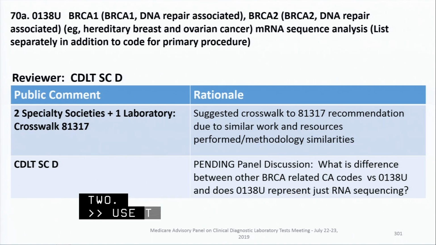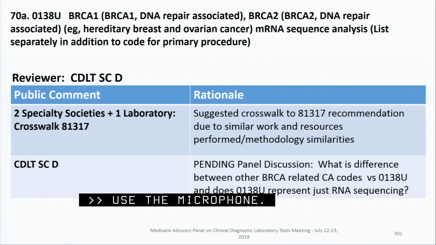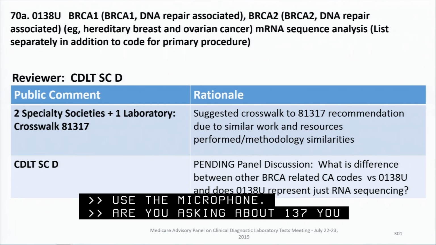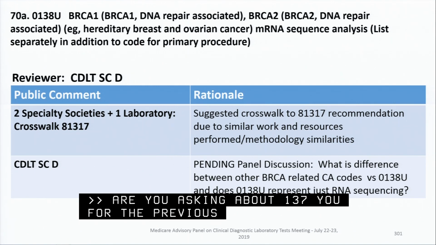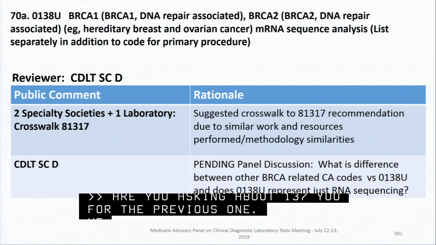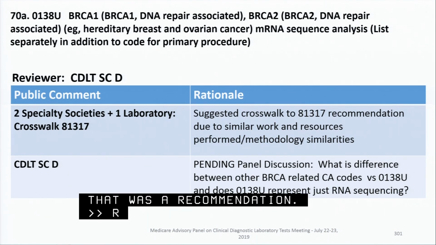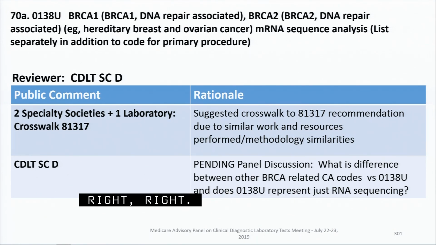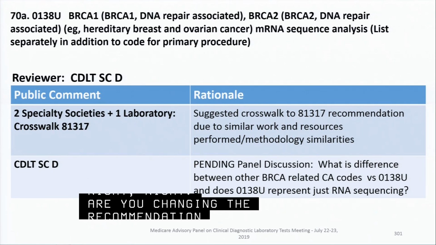So are you asking about 0137U for PALB2? 81165, sorry, I'm a little slow. For the previous one? Yeah. So PALB2 was the one that we looked at earlier in this session, which also had to be crosswalked to another gene. Right. In that instance, we used 81317. Or at least that was our recommendation. Okay. So are you changing the recommendation for 0138U? No.